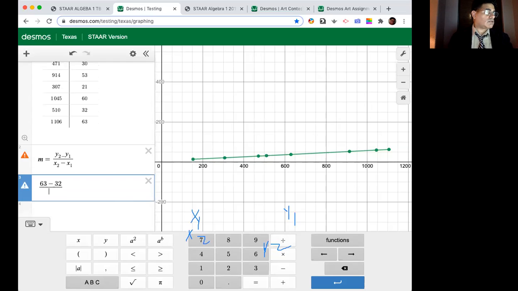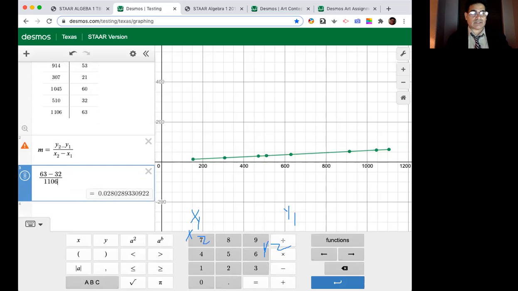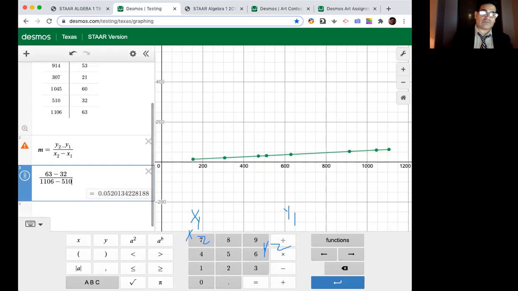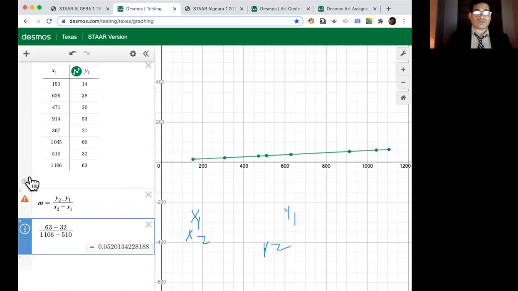Okay. That's y2 over y1, 1106 over 510. Change in y with the change in x. It gives us 0.052. Okay, and let's see what the fraction looks like. 31 over 596. 0.052.